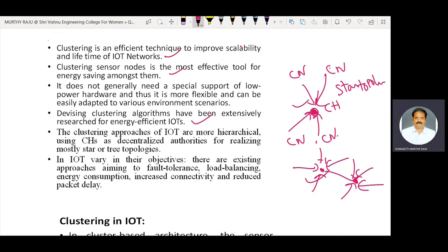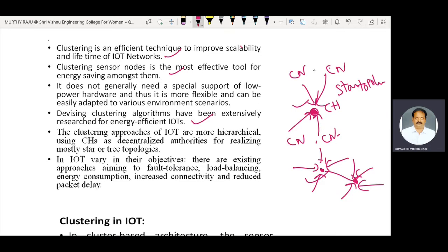Faults are easily identified in the cluster. If any node is in a faulty condition and not involved in communication within the cluster, that fault is easily identified. That is called fault tolerance.